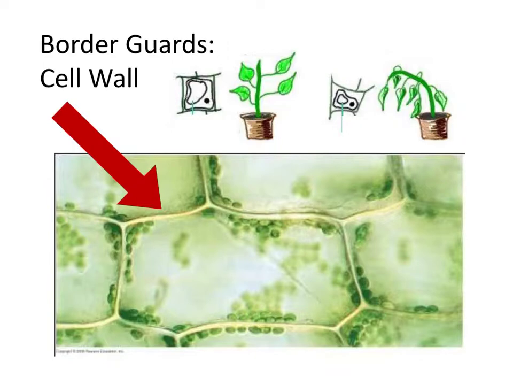The other border guard type organelle is the cell wall. Cell walls are only found on some organisms, such as around this plant cell. You can see the large rigid structure that gives the plant cell its shape right there. And cell walls, they don't regulate what comes in and out. They're not really for protection or anything like that, but they do provide the overall plant with structural support.